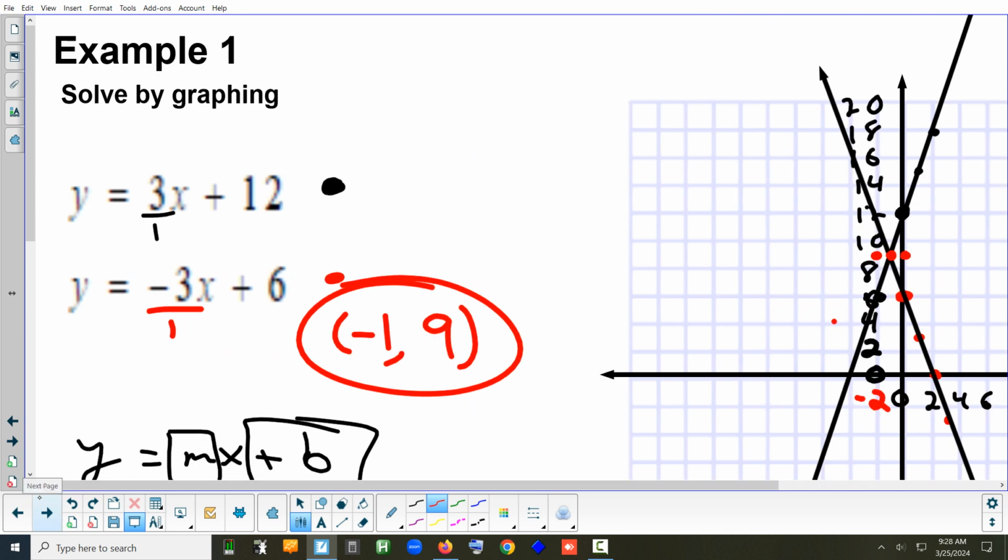Right, let's check it. If we plug in negative 1 for x, what's 3 times negative 1? Negative 3. Negative 3. And what's negative 3 plus 12?